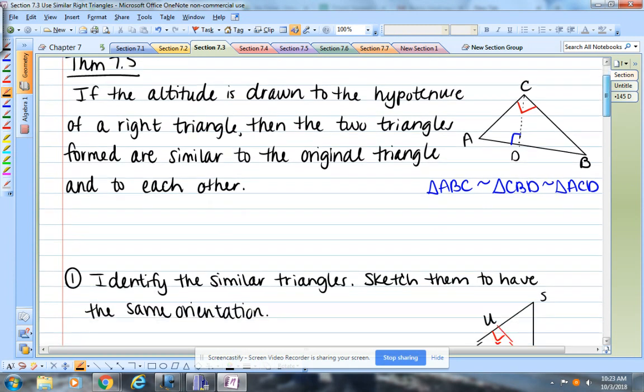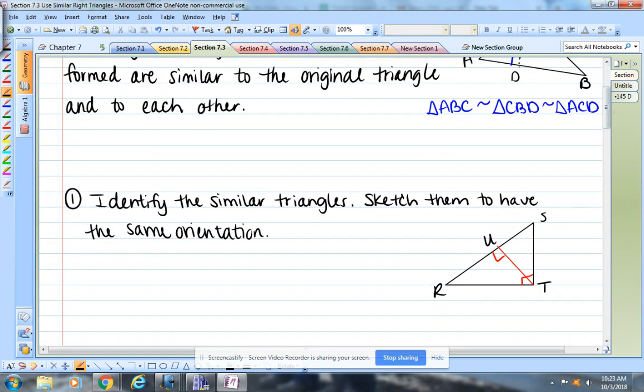All right. It says identify the similar triangles. So we got 3 triangles, and they're all similar to each other because my original right angle was at angle T. This is an altitude to U, so that makes a perpendicular line with that hypotenuse. So now we have 3 right triangles. It says identify the similar triangles, then sketch them to have the same orientation. So we're going to draw these 3 right triangles with the right angle in the same spot. So we're going to have to take some and rotate them.